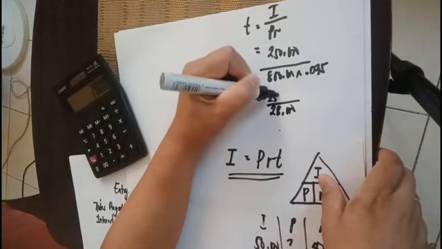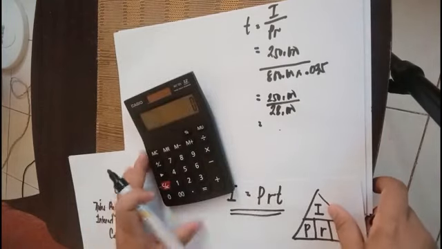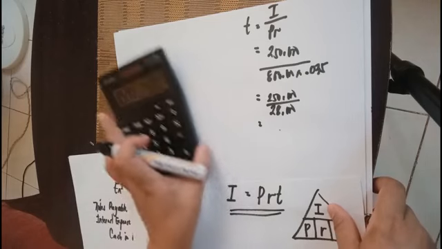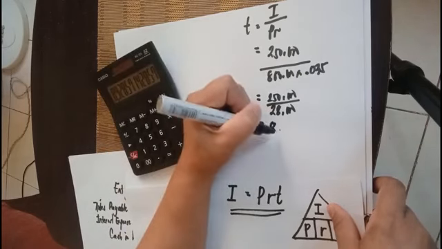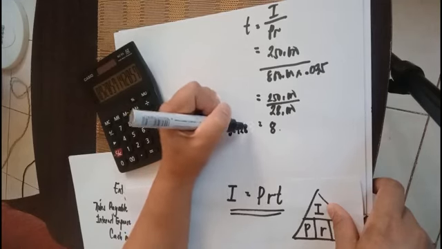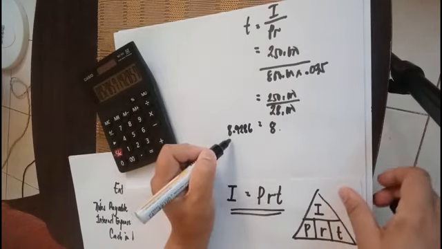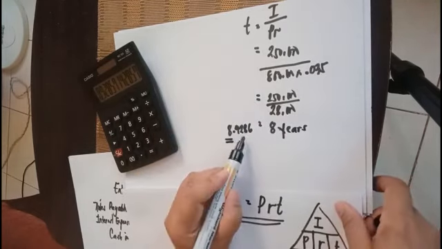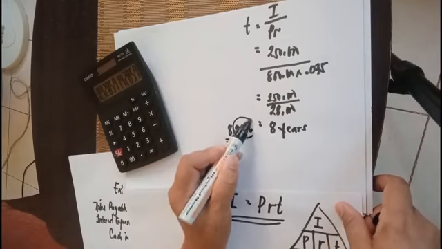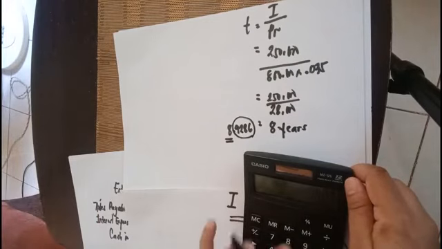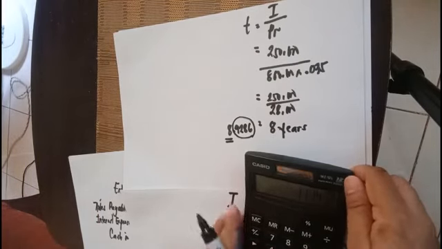So we have 250,000 divided by 28,000, which gives 8.9286. This 8 means 8 years. So we're going to compute the 0.9286. You multiply this 0.9286 by 12 in order to get the number of months.